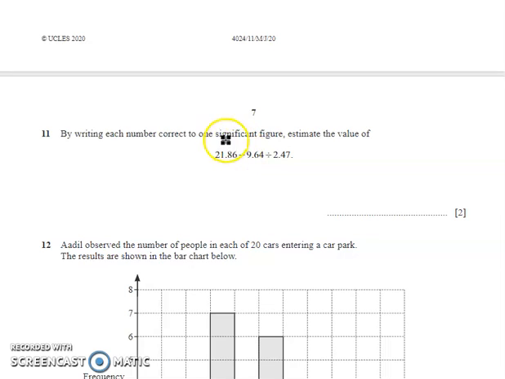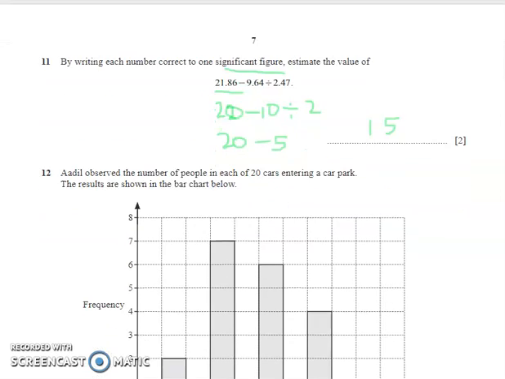By writing each number correct to one significant figure, estimate the value of. So 21.86 correct to one significant figure will be 22. Rather 20, one significant figure, right? So it will be 20 minus 9.64, 10 divided by 2.47. So this will be to 2. 10 divided by 2 will be a 5. So our final answer will be 15. All right. Okay, moving towards the next question.